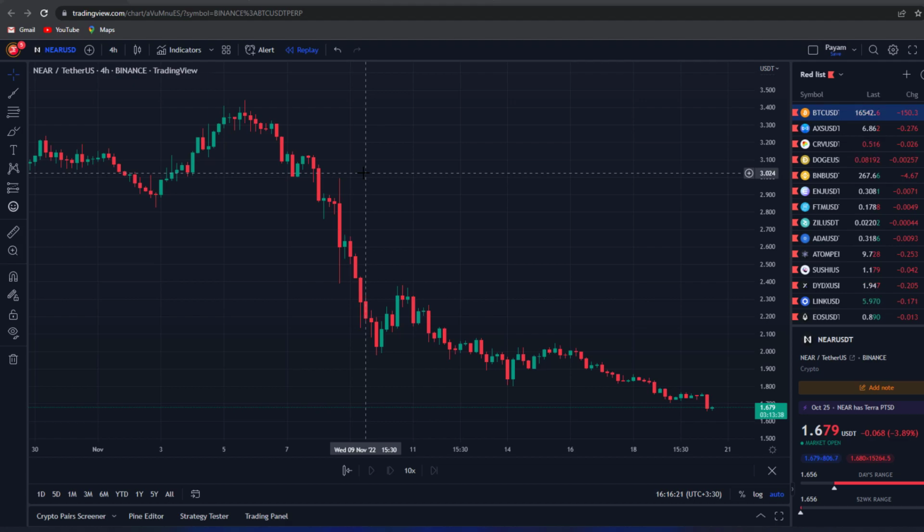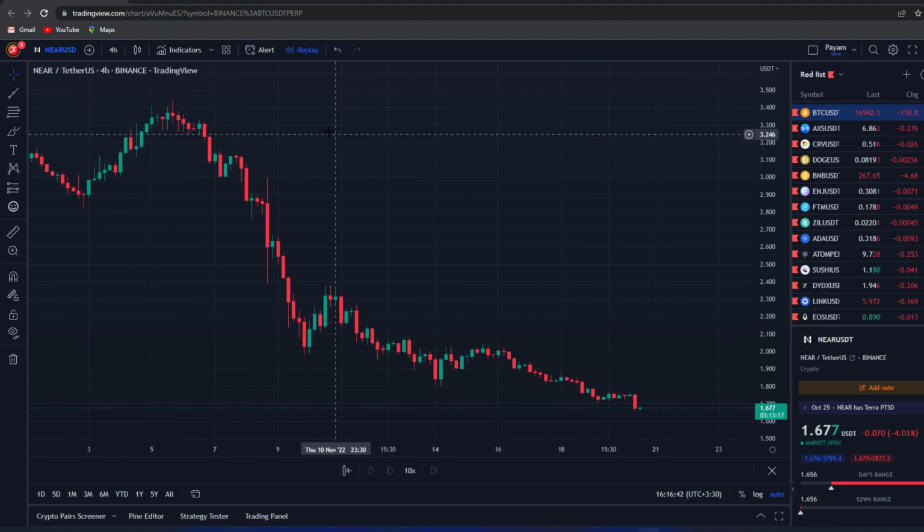This time I have brought you Near Protocol. It's Near USDT. We are on the 4-hour time frame. We are back to 4 hours again, long term a little bit compared to the 15-minute, 5 minutes that we worked on. Normal candles, and that's it. That's all that needs to be set.